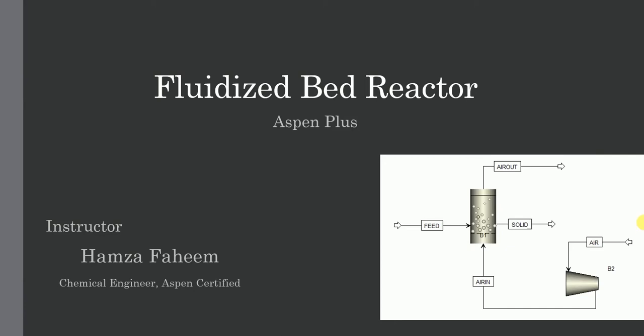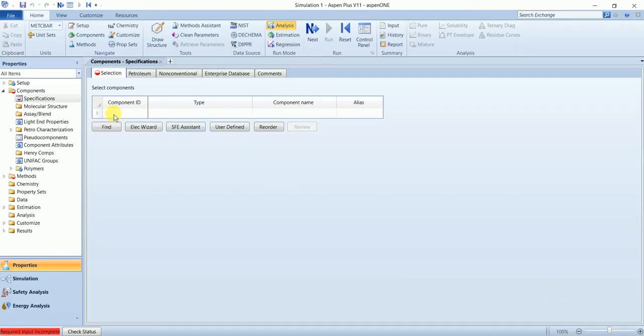In this video, we are going to simulate a fluidized bed reactor in Aspen Plus, in which aluminum hydroxide will be dehydrated in the bed using the compressed air. Start with the blank simulation and add the following components.